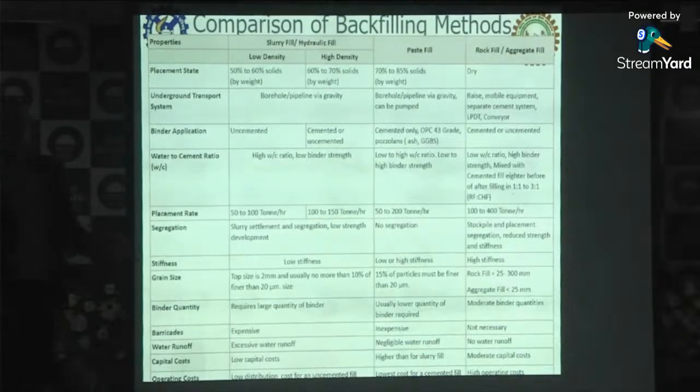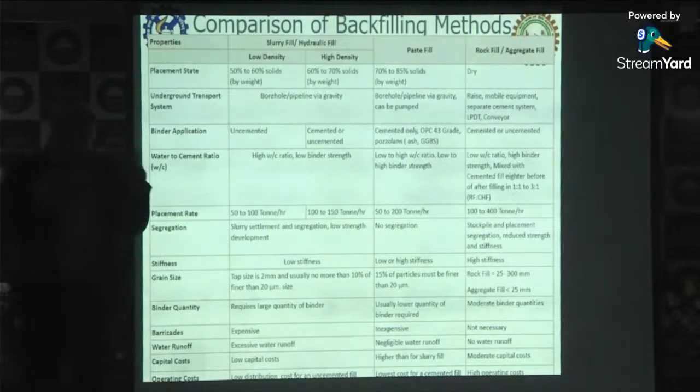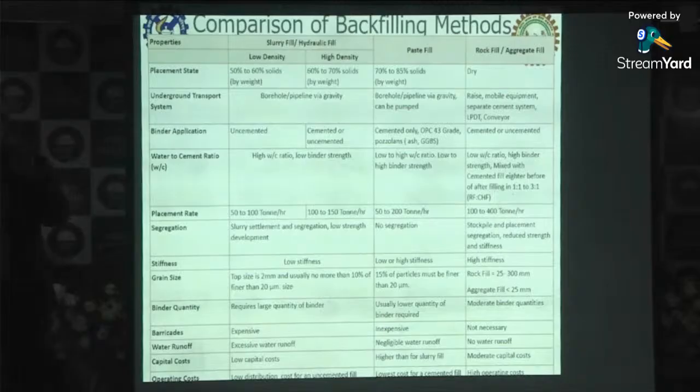For hydrofill, there is a thumb rule that the fraction of particles finer than 20 microns should not be more than 10%. That means the fine particles should be restricted. Why is it restricted? To have a percolation rate of 10 centimeter per hour. If the percolation rate is 10 centimeter per hour, then 70% of the water percolates out from the stope.